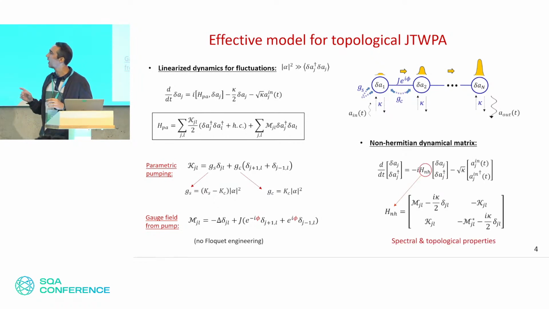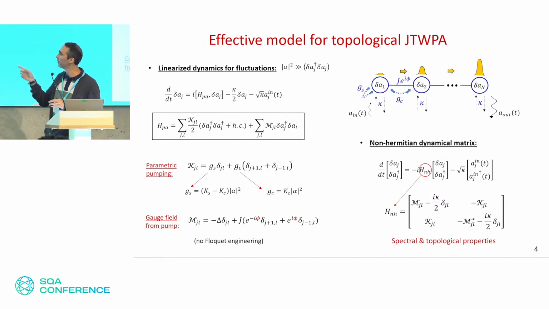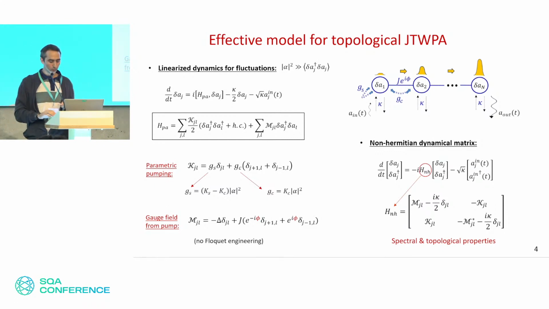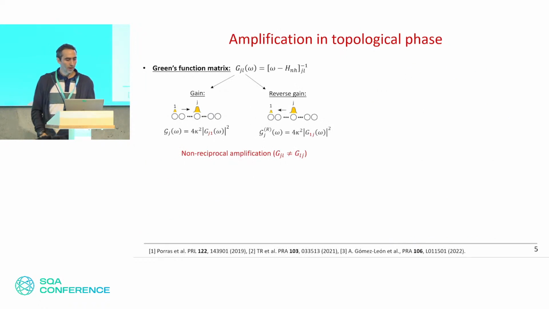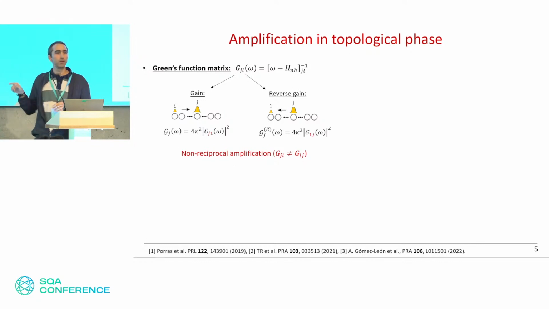To describe this, it's very convenient to write the dynamics in a matrix form and define this non-Hermitian dynamical matrix, which contains all the coherent and incoherent processes in a unified way. I will use this matrix to describe the spectral and topological properties of the device. For this, it's important to define the Green's function matrix G, which is nothing more than the inverse of the non-Hermitian dynamical matrix I defined before.